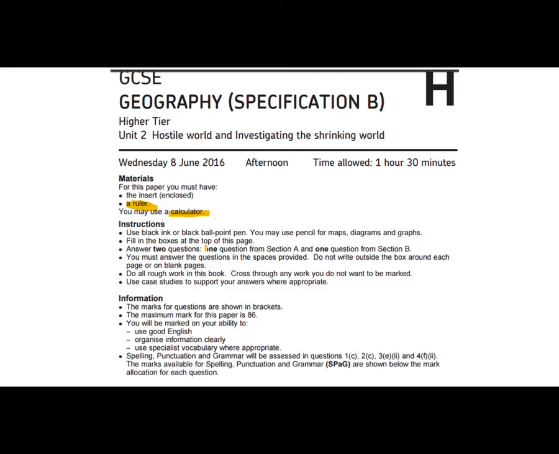What I've just said a minute ago is that you need to answer one question from section A, that's your hazard section, one question from section B, that is your tourism section. You should aim to spend about a mark a minute, is a good guide. Shorter answer questions will require a little bit less time. Turn over, let's make a start.